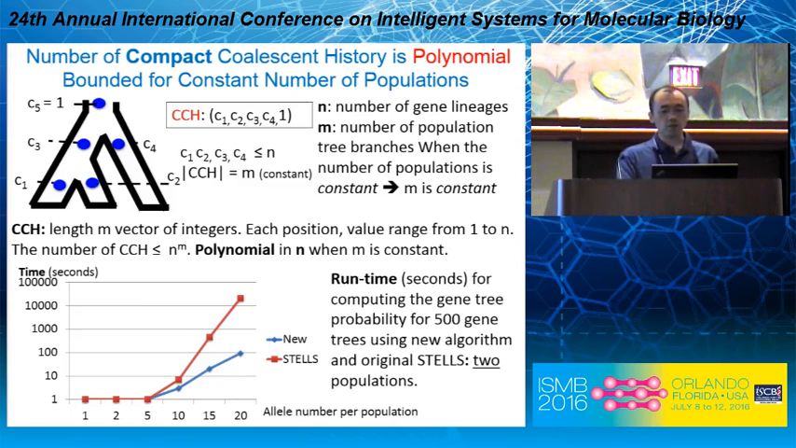scale much better than the original STELLS algorithm, which is currently the best algorithm for computing the gene tree probability. You can see the horizontal axis is the number of alleles per population. I fixed the number of populations to be 2, and you can see the new algorithm scales much better than the original STELLS algorithm as the number of alleles increases.